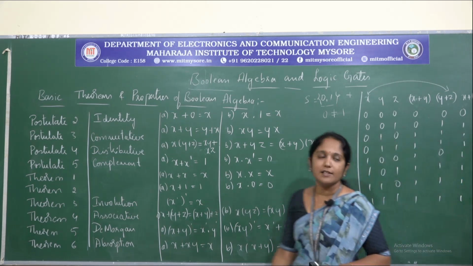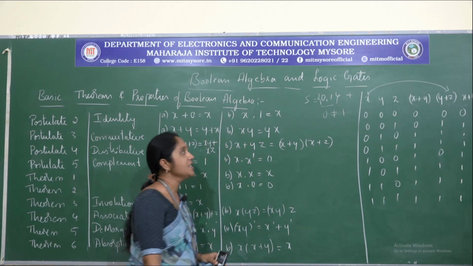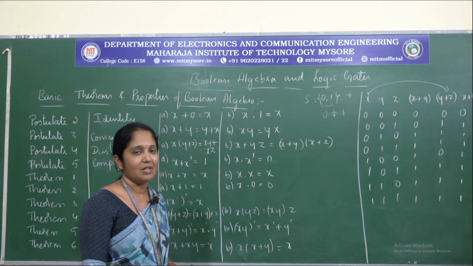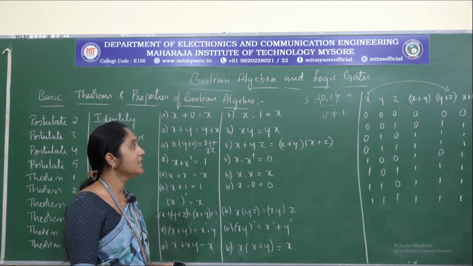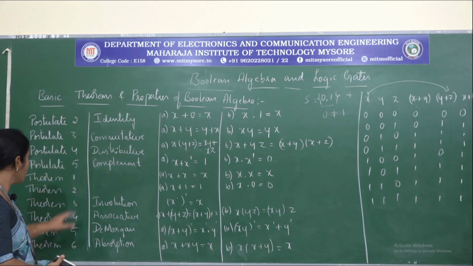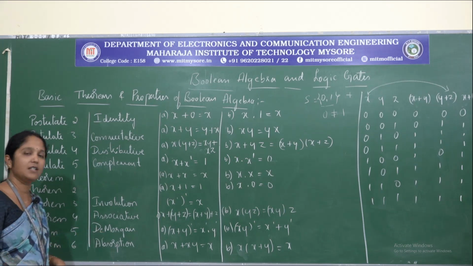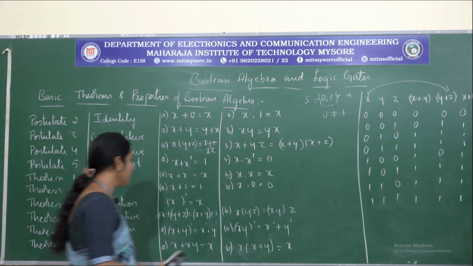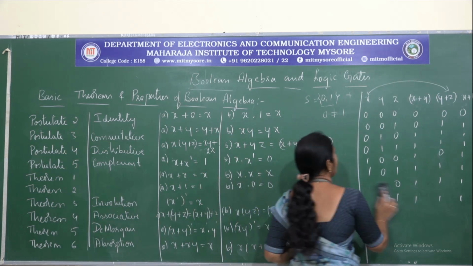So if you check the last 2 column entries, they are equal. Therefore, we can say that this is the proof for the associative law. Okay. So we have seen the proof for the 4 theorems. Now let us consider the De Morgan theorem. We have considered this for 2 variables here.